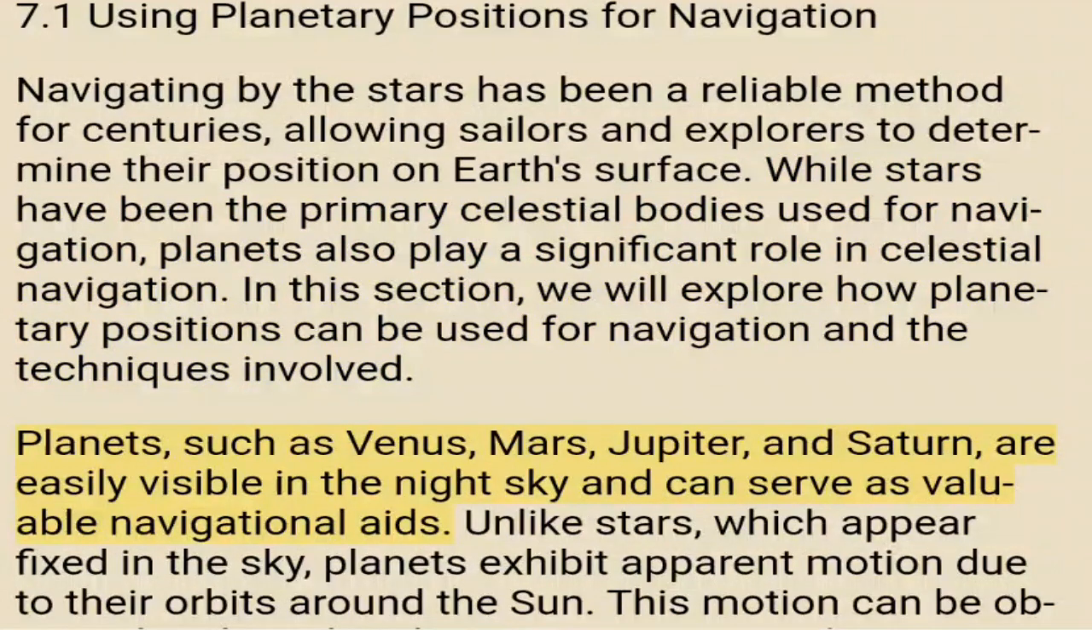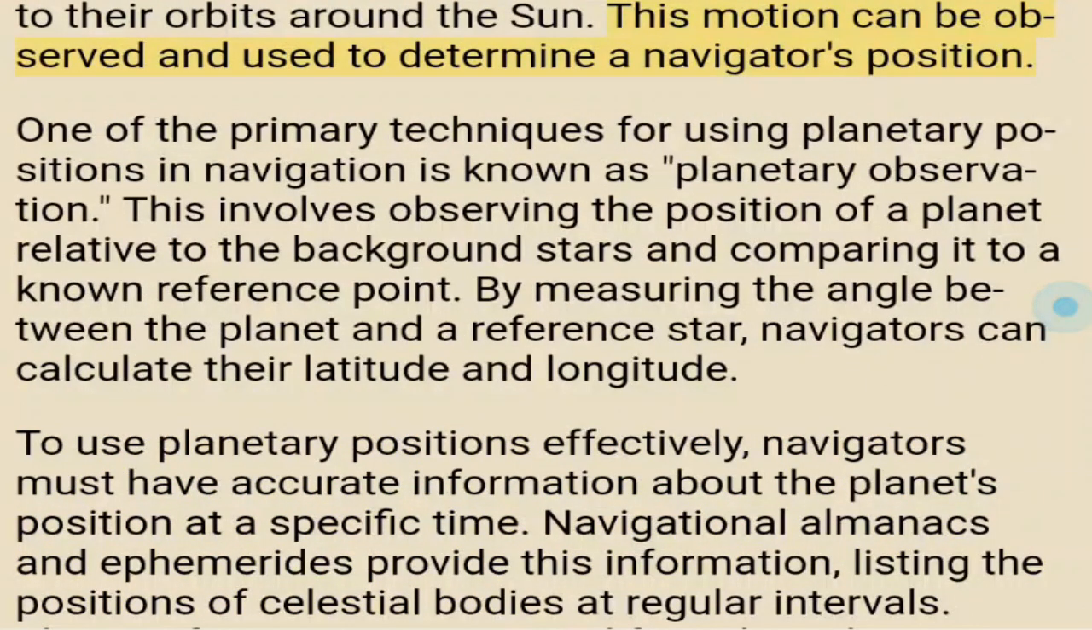Planets, such as Venus, Mars, Jupiter, and Saturn, are easily visible in the night sky and can serve as valuable navigational aids. Unlike stars, which appear fixed in the sky, planets exhibit apparent motion due to their orbits around the Sun. This motion can be observed and used to determine a navigator's position. One of the primary techniques for using planetary positions in navigation is known as planetary observation. This involves observing the position of a planet relative to the background stars and comparing it to a known reference point. By measuring the angle between the planet and a reference star, navigators can calculate their latitude and longitude.